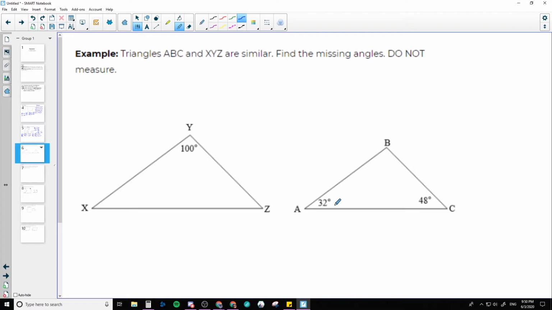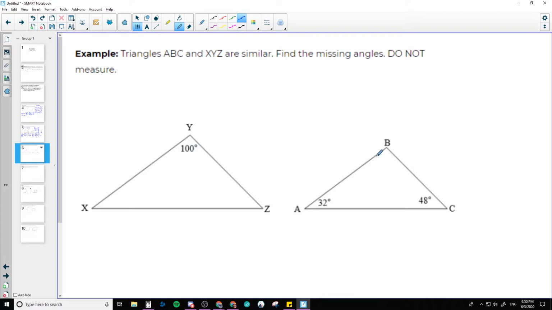So there's two ways that we can do this, right? All of the angles in a triangle equal 180 degrees. So even if we didn't have this number here, we would be able to say, okay, 32 plus 48 is 80. 180 minus 80 tells us that this is 100 degrees. But we don't even need to do the math for this one because we have two similar triangles. And it tells us that this angle over here is 100 degrees.